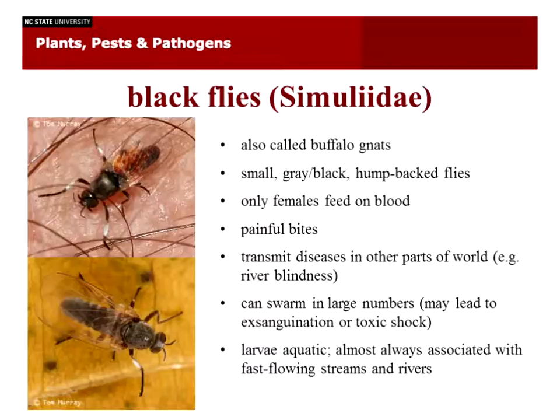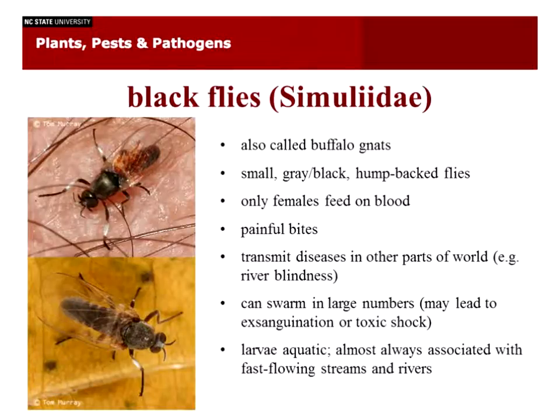In other parts of the world, they do transmit diseases, especially in Africa and South America. They can transmit a worm that causes river blindness. But here in the U.S., they're really not going to be transmitting diseases. However, in some areas, especially in the northern latitudes, where we've got lots of cool, well-oxygenated streams where their larvae live, you can get huge swarms of them that can be so abundant on livestock that they can actually drink so much blood from them that they will kill the livestock. And they also can have a saliva that causes toxic shock.